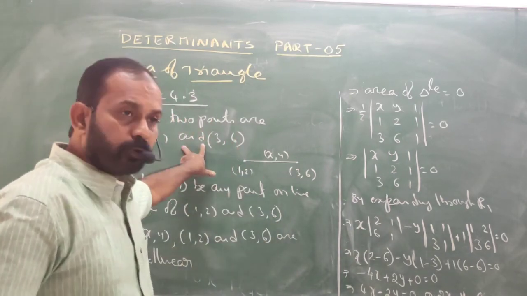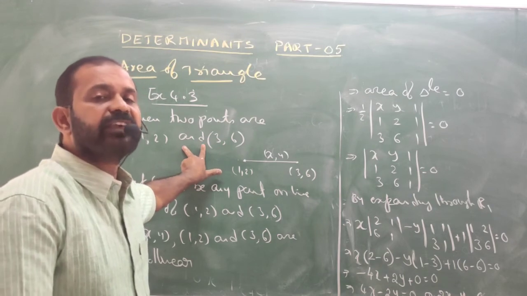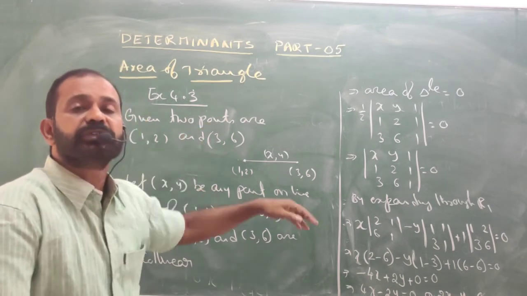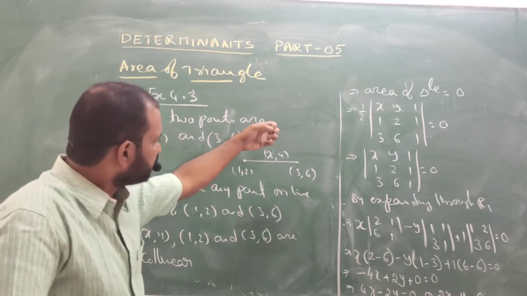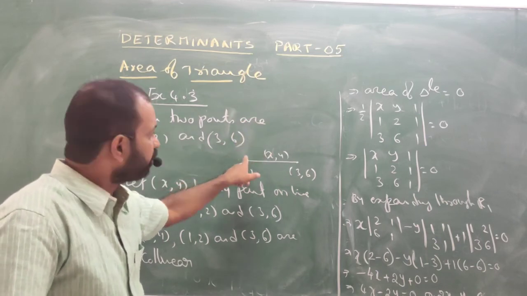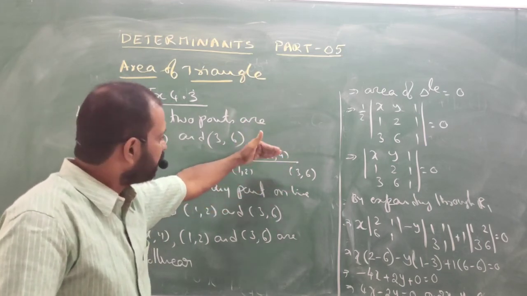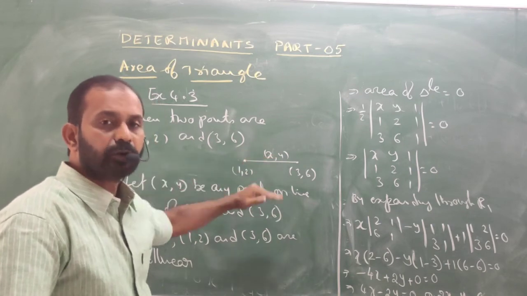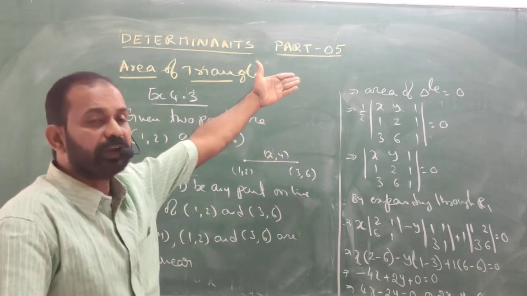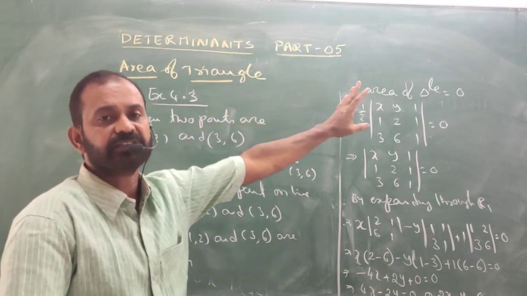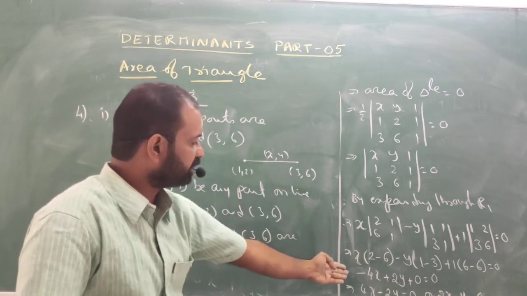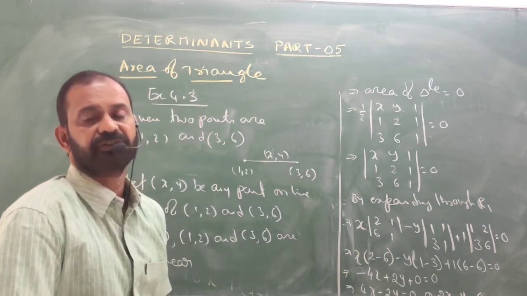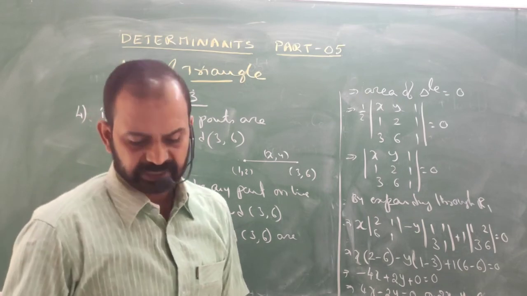So when two points are given, how do you find the equation of a line? By using determinants. Take any general point on the straight line, then all these three points are lying on the same line. That means they are collinear. When they are collinear, the area of the triangle is 0. Put that condition and get the equation of the straight line. I hope it is clear.